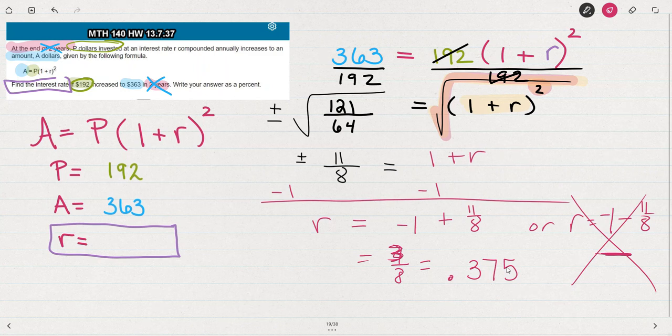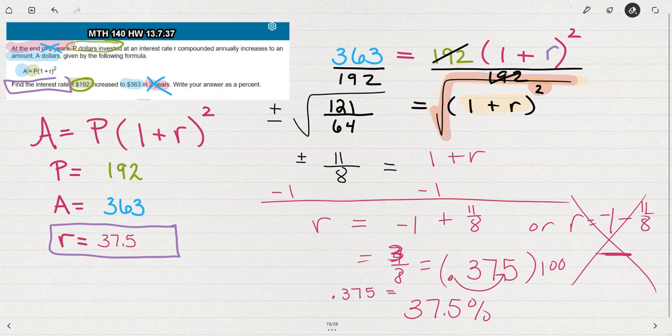So this rate should be a percent. So to change this 0.375 to a percent, I'm going to multiply it by 100, or simply move that decimal 2 places to the right to get 37.5%. So it looks like the interest rate is 37.5%. Well, I hope that helps you with this type of problem. If you do need further assistance with this, please don't hesitate to reach out to me.